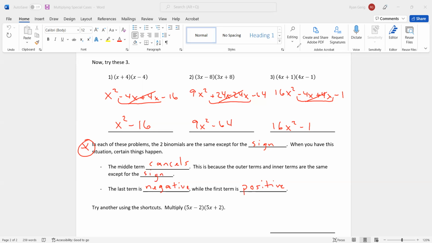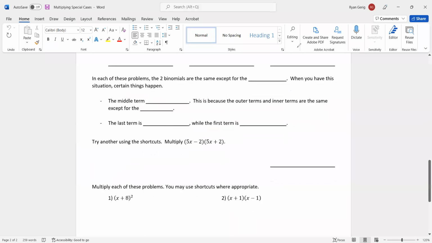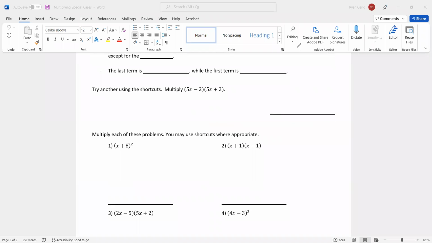Okay, so let's try using the shortcuts on the next one. These shortcuts I think are a little bit easier than the front. So 5x times 5x, that's 25x squared. Okay. We see the 5x match up, 2 and 2 match up, signs are opposite. We know this is a shortcut. Middle term's gone, we already know that. Negative 2 times 2 is the only thing I have to do now. It's negative 4. Done. No FOIL needed.